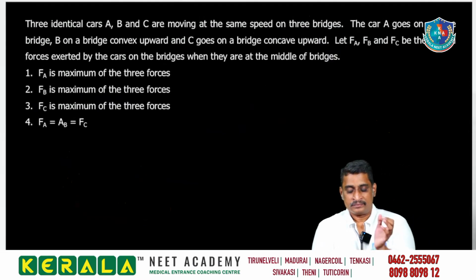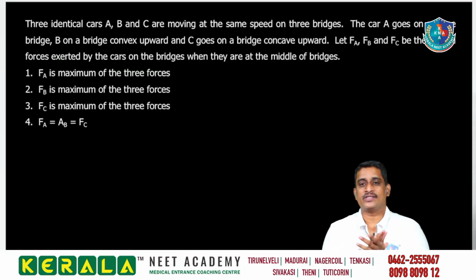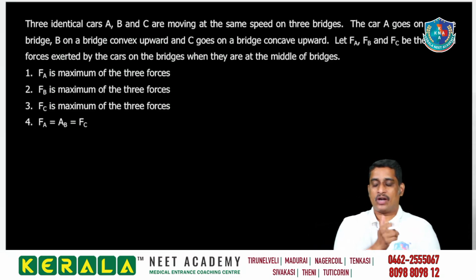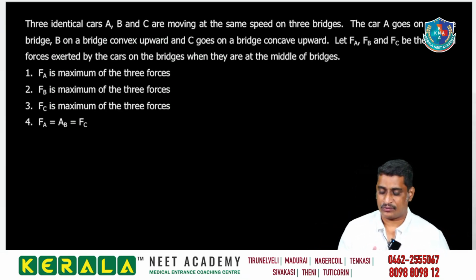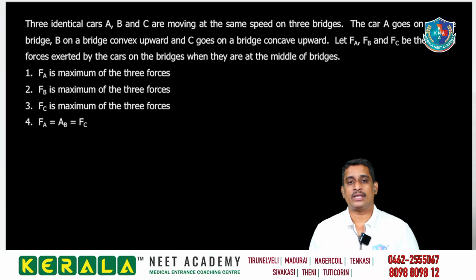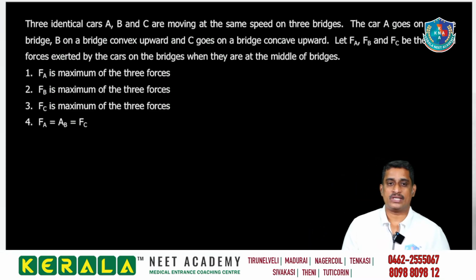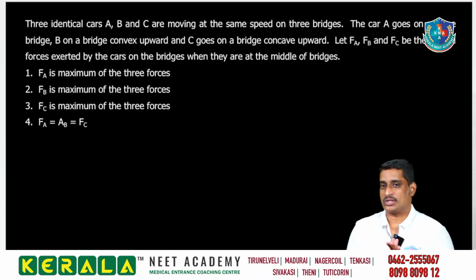Next question. 3 identical cars A, B and C are moving at the same speed on 3 bridges. The car A goes on a plane bridge, B on a bridge convex upwards, and C goes on a bridge concave downwards. Let FA, FB and FC be the forces exerted by the cars on the bridges when they are at the middle of the bridges. They are asking us to compare these forces. It is also one of the very important examples for the calculation of the centripetal force. Look at this diagram.